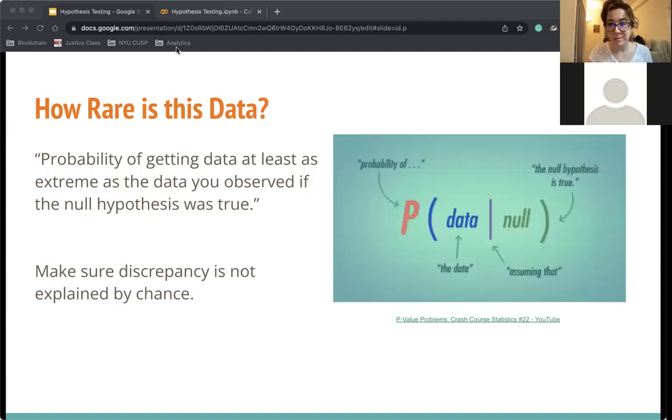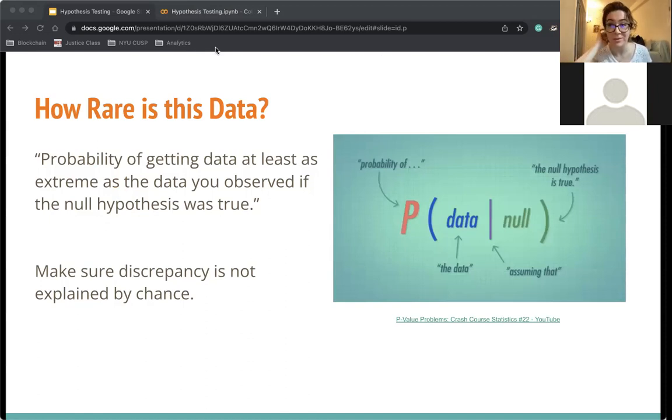And as we keep building onto this, we're essentially just repeating ourselves at this point, but now framing it in this way of null hypothesis testing, when we are considering the probability of getting data at least as extreme as the data you observed if the null hypothesis is true. This is just the pure definition of that p-value, and that's what we're about to get into next.